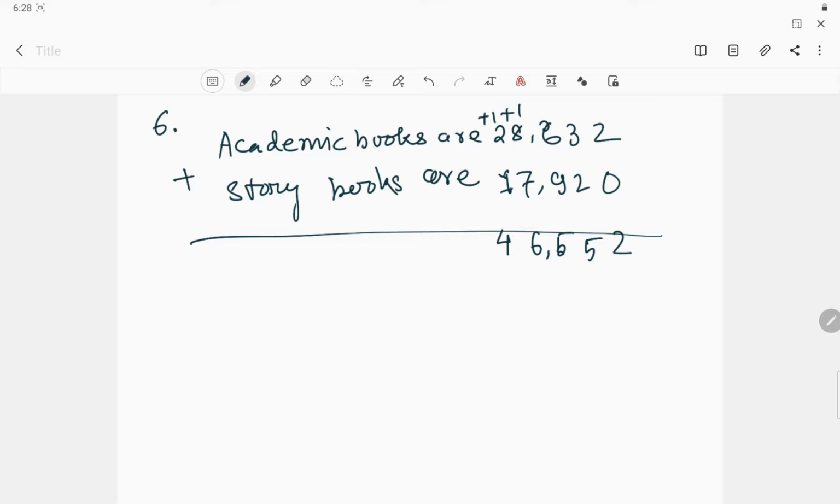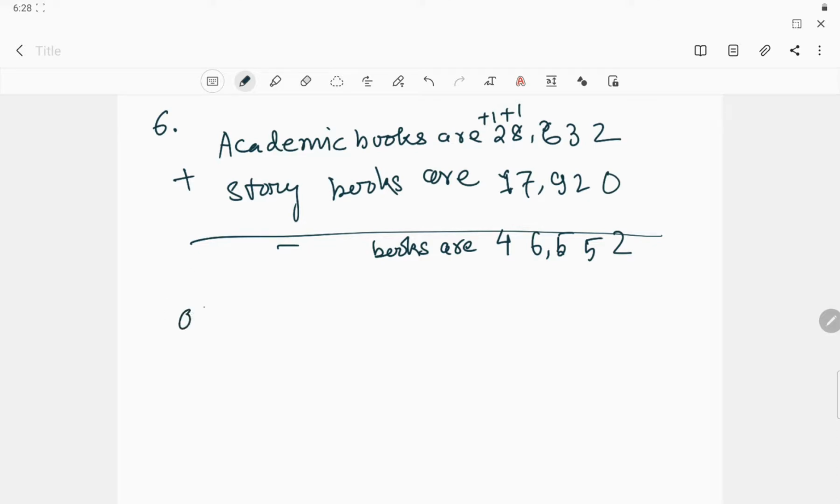So it will be 46,552. So total books, right? Total books are... Now you have to find out the remaining number, not the total books. Now find out the number of books other than academics.